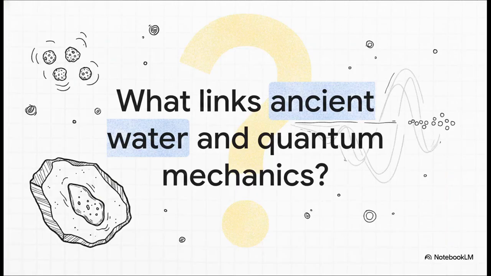So I want to hook you with a little mystery to start us off. What does ancient trapped water have to do with quantum mechanics? Well, back in 1827, a botanist named Robert Brown was peering through his microscope, and he noticed plant pollen just jiggling around relentlessly in water. At first, he actually thought it was alive.